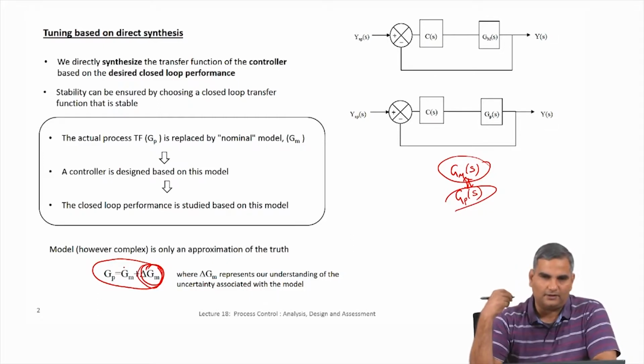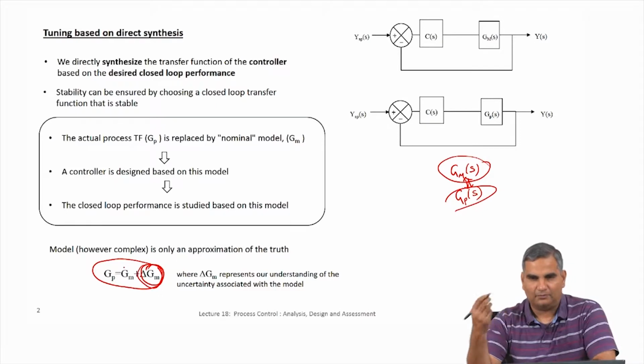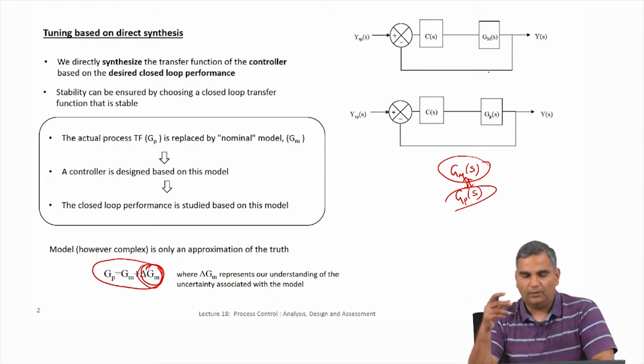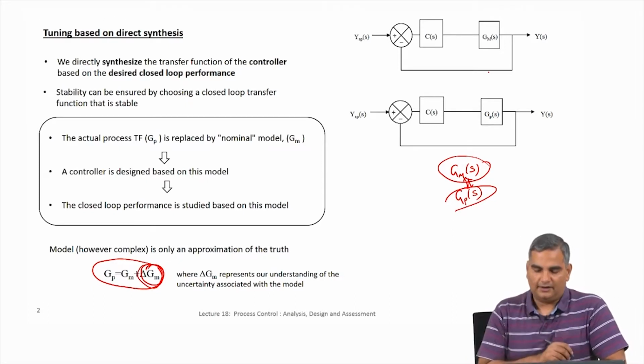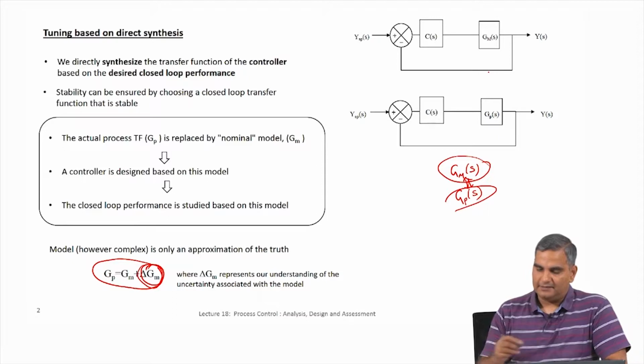So we base our controller on a model, but since the model is the process, while we analyze how the controller will work once implemented, we again use the same transfer function, because we assume process and model are the same. However, for the first time, what we are going to say is that whatever we are trying to do in terms of tuning is essentially based on a model.